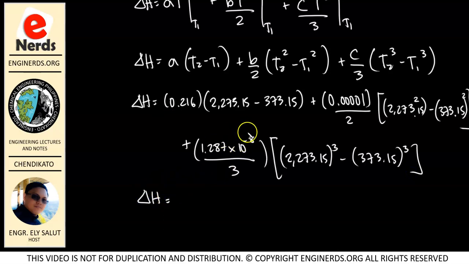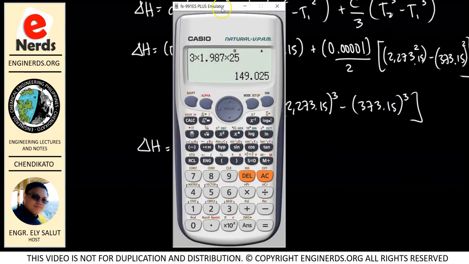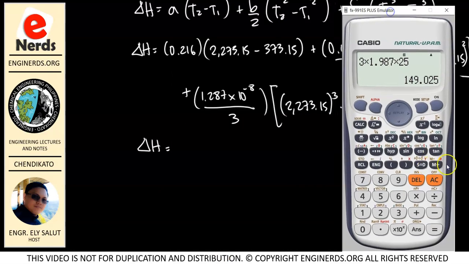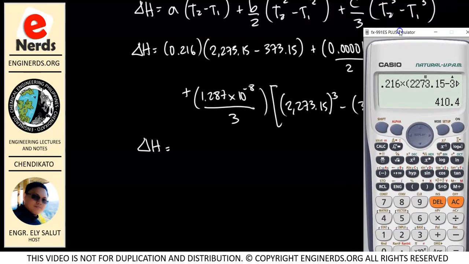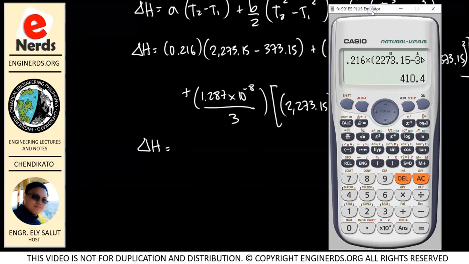So now we can solve for our delta H. Medyo mahabang solution, so let us now start to solve it. 0.216 times our delta T. We have 2,273.15 minus 373.15. So this is equal to 410.4. I think it's better na isulat ko na lang. 410.4.